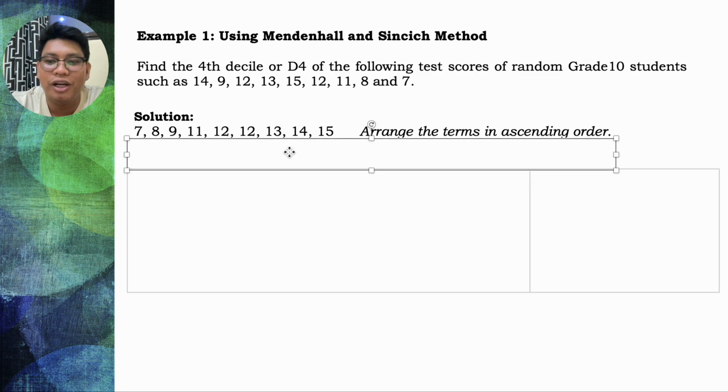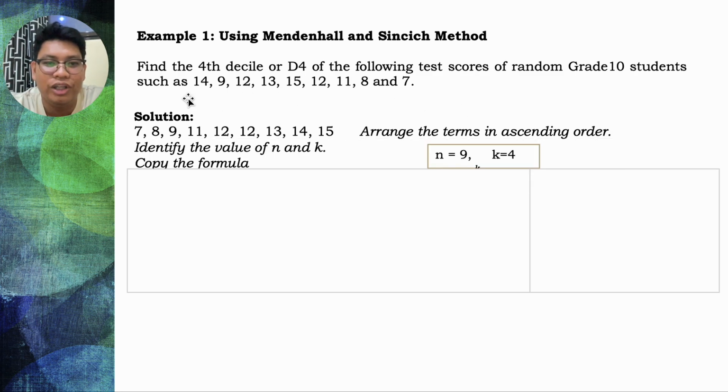Okay? So, after arranging them in ascending order, you need to identify the value of n and k. So, the value of n is 9. Saan galing ulit yung n? That is the number of population. So, 7 up to 15, if you count the data, that is 9. And then, k is equal to 4 because we are looking for decile number 4, D4, no? So, k is equal to 4.